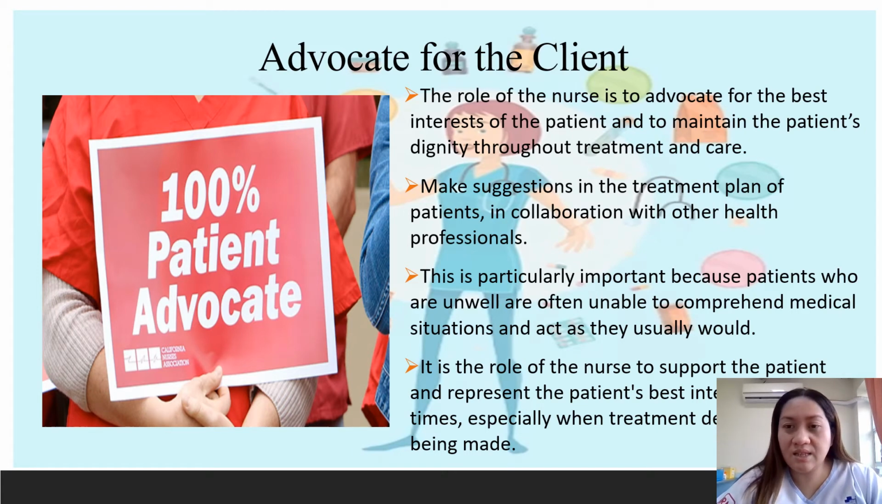So another thing is to advocate for the best interest of the patient and to maintain the patient's dignity throughout the treatment and care. Most especially if you have a patient who is bedridden, GCS 3, meaning a comatose patient, you still have to respect the dignity of the patient. If you will be changing the diaper or bathing a patient, you still have to have that privacy: cover the patient, have that curtain, close the door, because again, you have to respect the patient, even if the patient is comatose, or has a Glasgow Coma Score of 3.